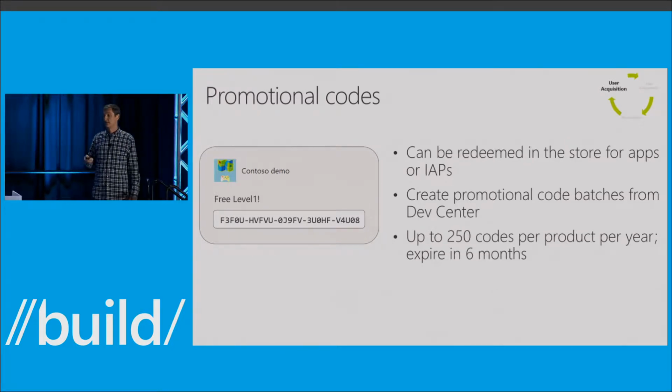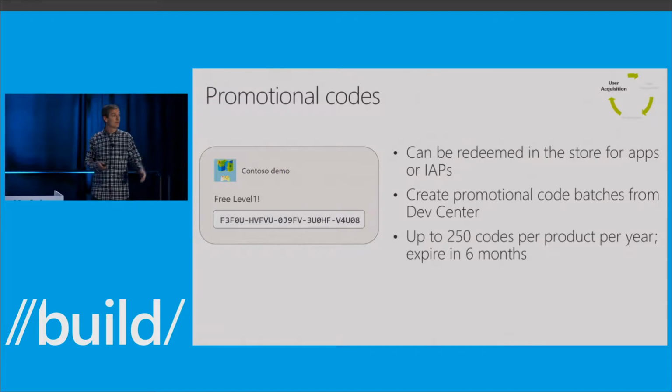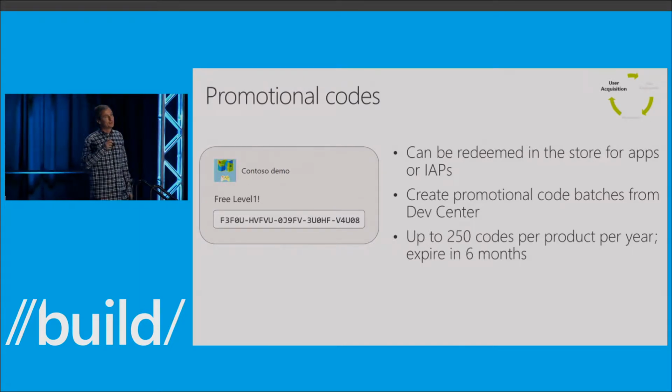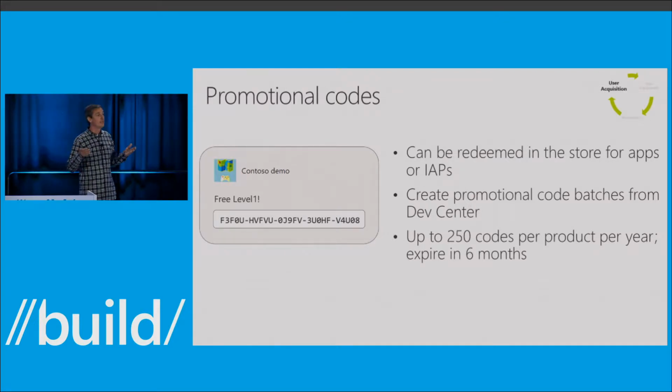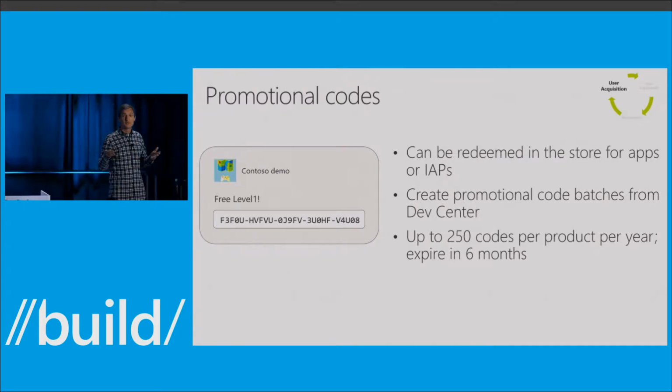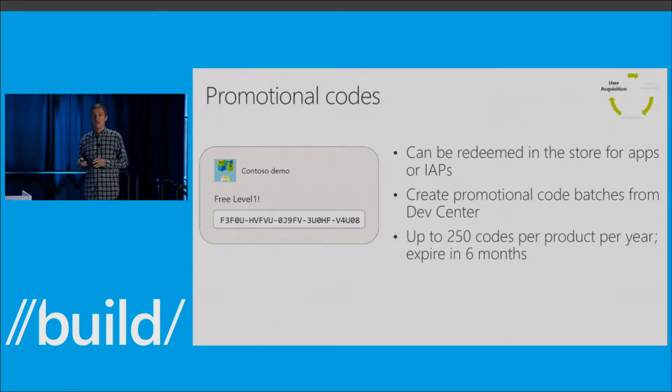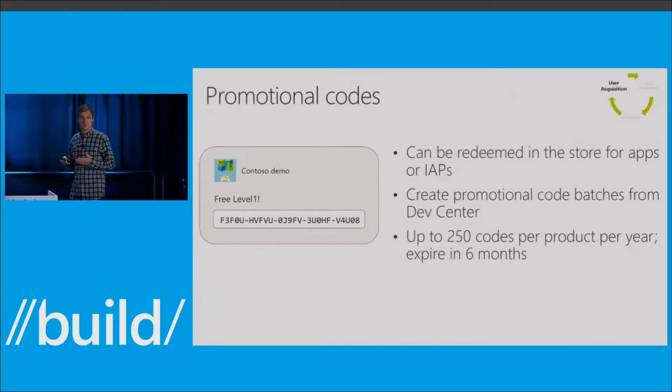And so to do this, we turned to the new feature of promotional codes. Okay. I'm happy to announce promotional codes in Windows 10, thank you, which will let users redeem in the store for apps or IAP items. Directly from Dev Center, you can come and create a batch of promotional codes for your apps or IAP items. You can create up to 250 codes per product per year. And these codes will expire in 6 months.